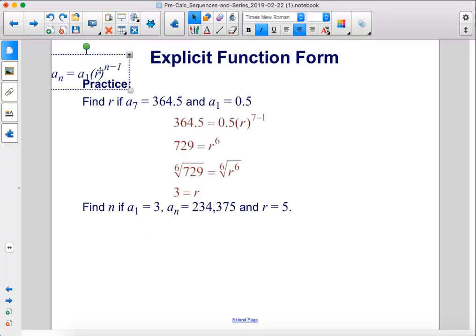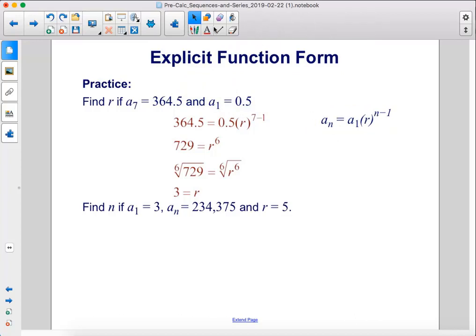Find the common ratio r if a sub 7 equals 364.5 and a sub 1 equals 0.5. Alright, so we're going to start with our formula. If a sub 7 equals 364.5, we set up the equation: 364.5 equals a sub 1, which is 0.5, times r to the 7 minus 1 power. And then we solve for r. So we have r to the 6th equal to 729 because we divided both sides by 0.5. Then we take the 6th root of 729 and we see that r equals 3.